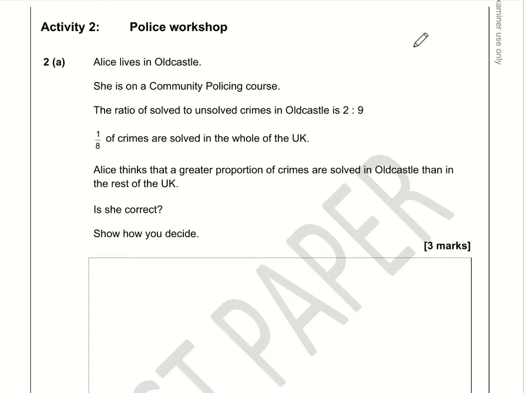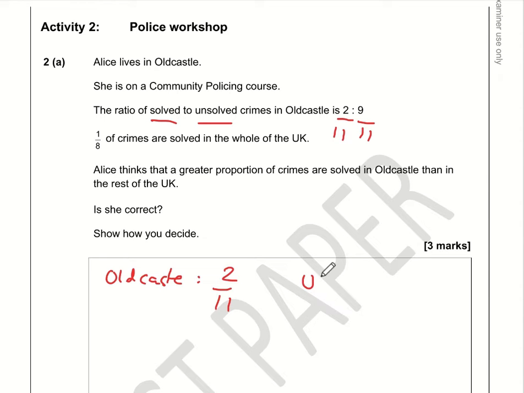Now, the ratio of solved to unsolved is 2 to 9. So what that means is that 2/11ths are solved and 9/11ths are unsolved. And we're dealing with 11ths because 2 plus 9 is 11. So in Oldcastle, that means 2 out of every 11 are solved. What if I was comparing 2/11ths to 1/8?